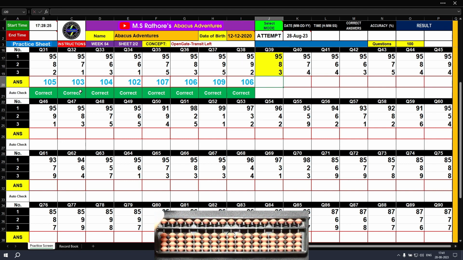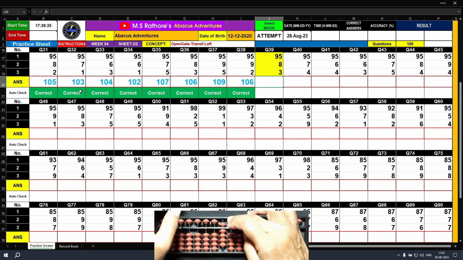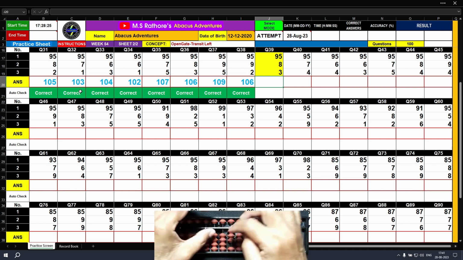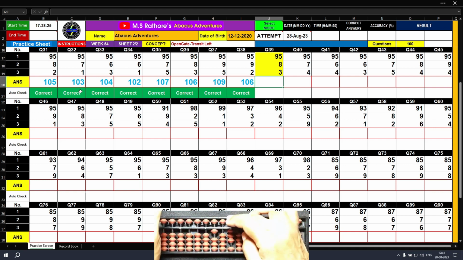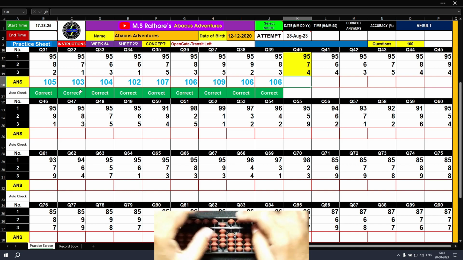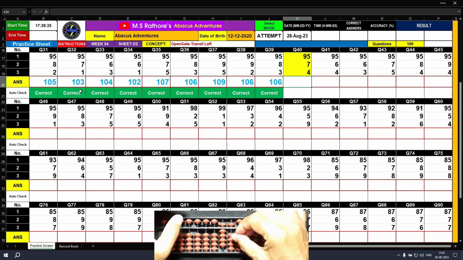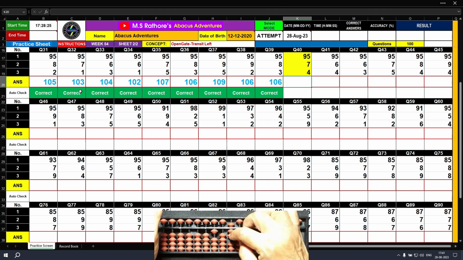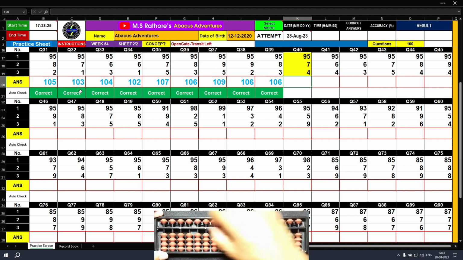Question number 39. Plus 90, plus 5, plus 8, plus 3, the answer is 106. Question number 40. Plus 90, plus 5, plus 7, plus 4, the answer is 106.